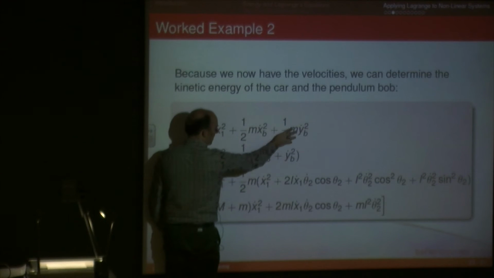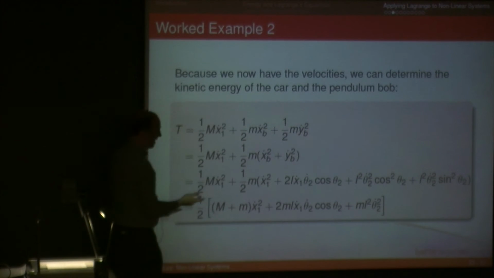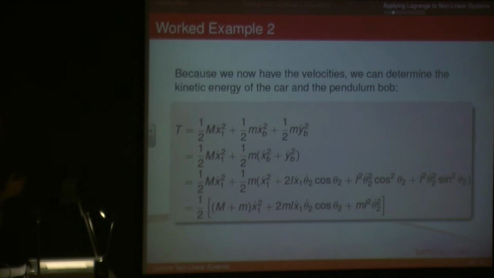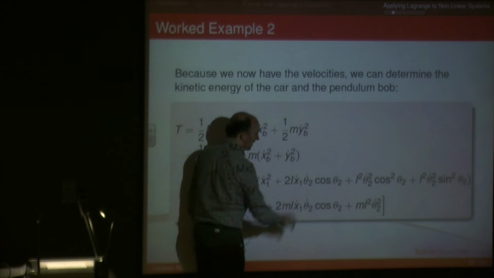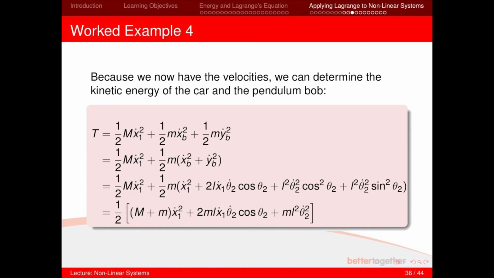Obviously, half m features in both of these. I then substitute in my values for x dot b and y dot b, and I do a bit of multiplication out, and I end up getting this lot. Then obviously I can group them again, and I get this sort of equation along here. It's just a bit of maths and algebra that you can go through yourself if you would like to do so.